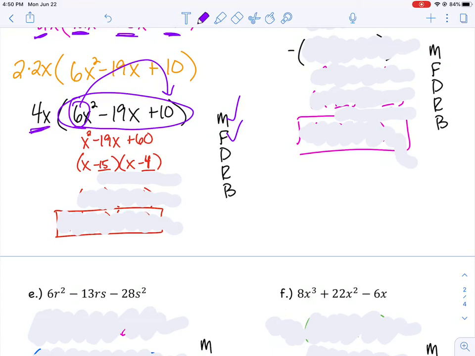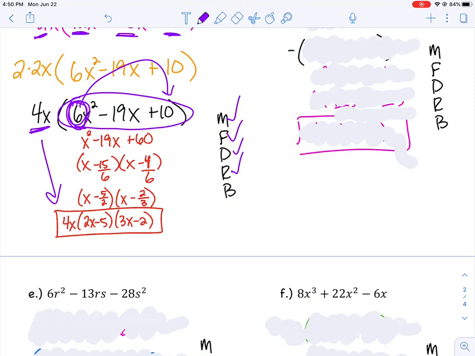What did we multiply by in the first place? Remember, we multiplied by a 6, so I've got to go back and divide each term by 6. Let's reduce. So I reduce the 15 over 6 to 5 halves, and I reduce the 4 over 6 to 2/3. And now let's bring those bottoms up. I ended up getting a 2x minus 5 and a 3x minus 2, but don't forget you have a GCF in front that is part of your answer.